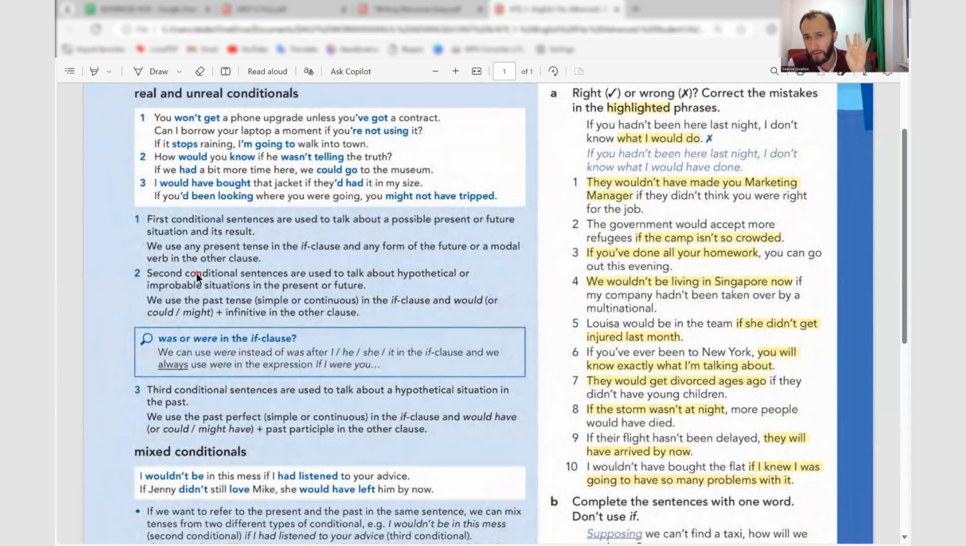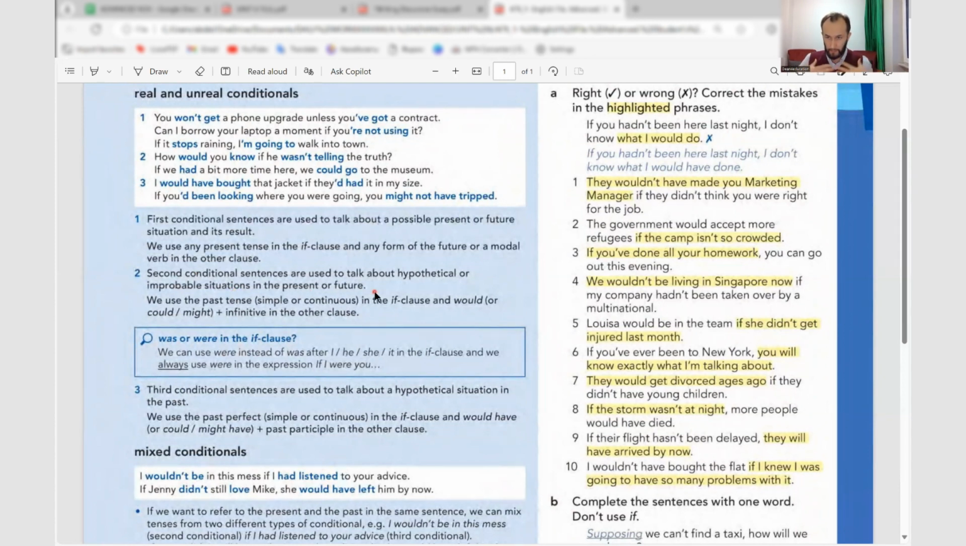0 and first, they're real. We talk about real situations. But second and third, we talk about unreal situations. So now we're talking about second conditional. Second conditional, we use for hypothetical. Hypothetical means imaginary, or almost impossible, improbable, impossible things for the present or future.